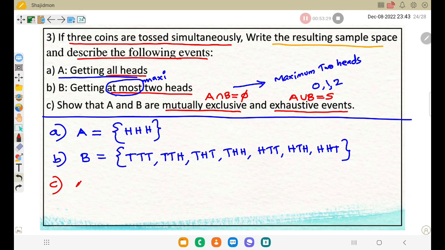Okay, so we can check here. What is A intersection B here? It is clear. A set we have, B set we have. Is there any element common? No element common, correct? So we can write no elements common.